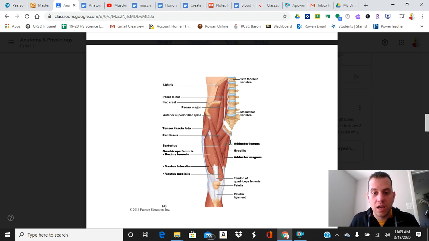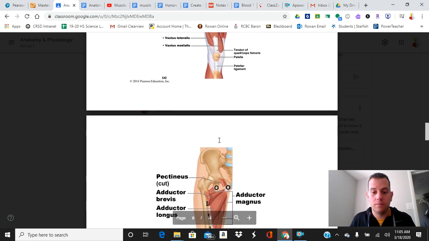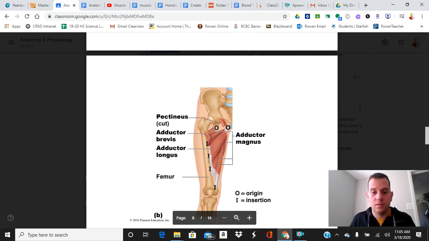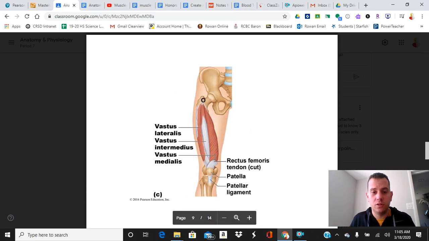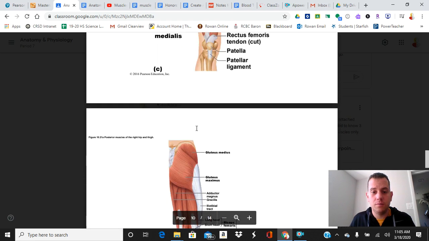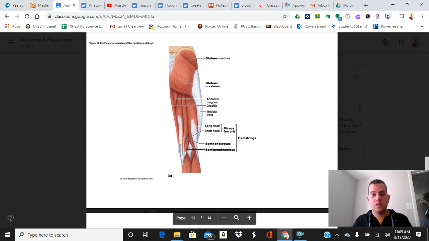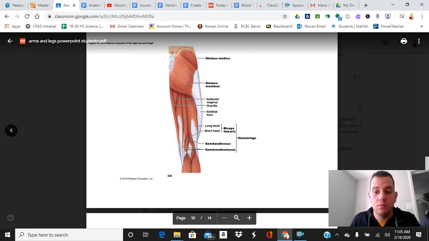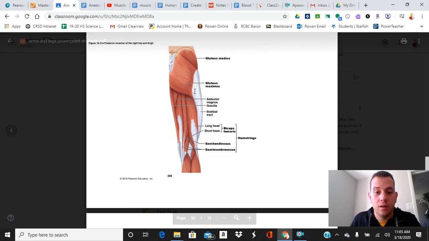All right. The adductor longus, remember adduction is going inwards, right? So this muscle will adduct the legs. Okay. And this is showing you again some of these deeper muscles, a little closer. Okay, showing you the quadriceps muscles. Here on the back, we can see the gluteus medius, gluteus maximus, the largest muscle here in the leg.